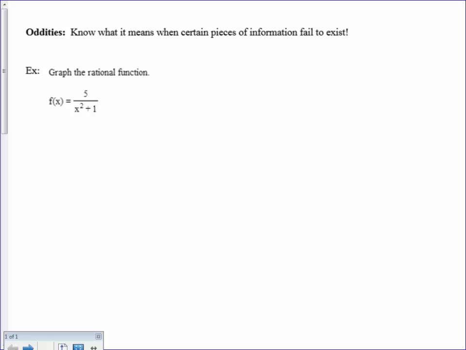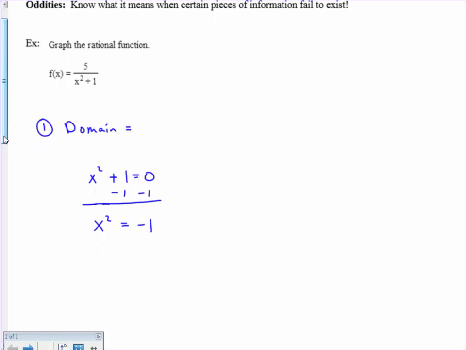And so on this example, let's first find the domain. To find the domain, I know I need to set the denominator equal to 0. So I would say x squared plus 1 equals 0. Well, this is not going to factor because it's not the difference of squares, it's the sum of squares. So if I'm going to be able to solve this, I'd need to subtract the 1 over. So I'd have x squared equals negative 1. And then I would solve by taking roots. So square root of x squared.